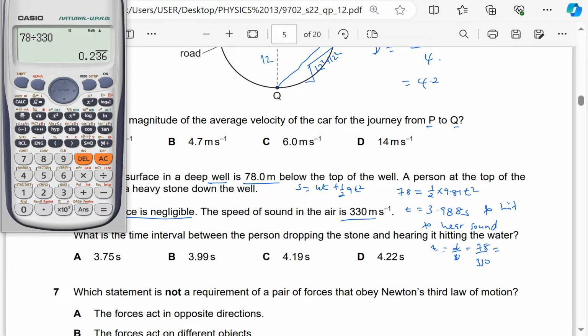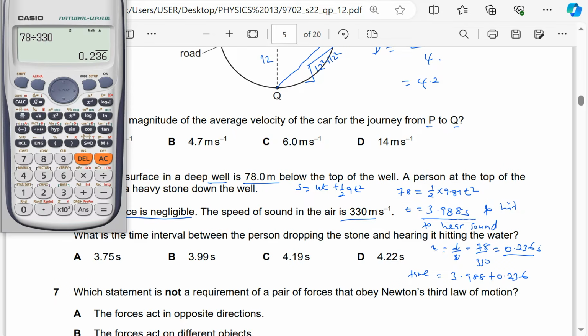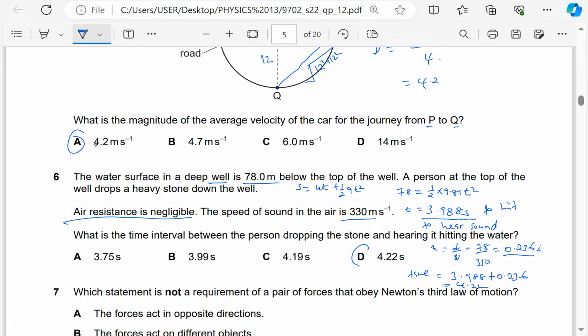This is going to be 0.236 seconds. So it takes 3.988 to reach the bottom, and takes 0.236 for the sound to return to the person. So it means the total time, or the time interval, is going to be equal to the sum of the two, 3.988 plus 0.236. So that gives us 4.22, which makes the answer D.